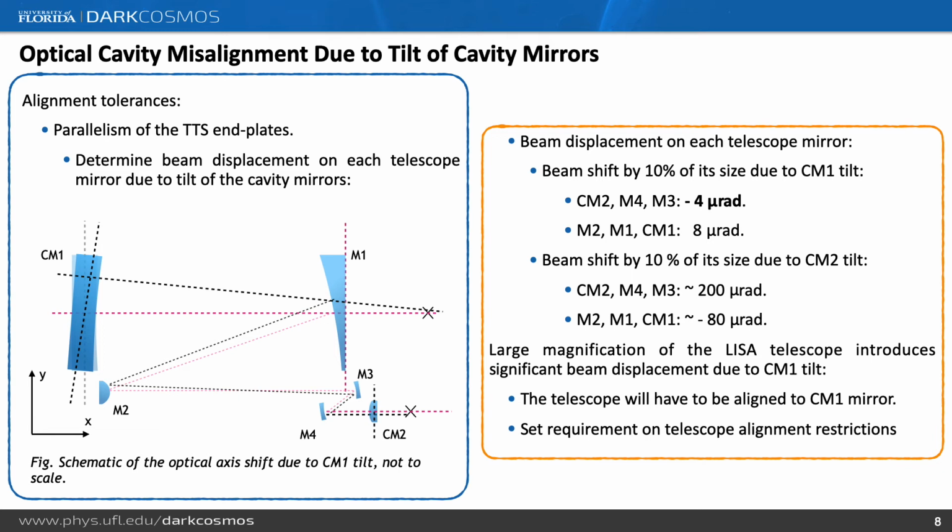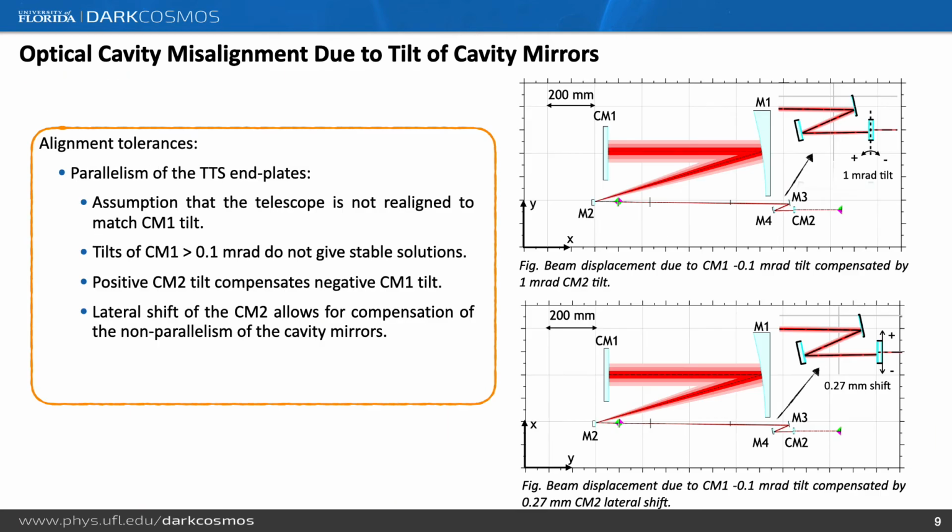Therefore, the telescope will have to be aligned to the CM1 mirror, and we need to set requirements on the precision and range of the telescope to TTS alignment. To set those requirements, we need to investigate more the behavior of the optical axis inside the cavity caused by simultaneous tilt of the CM1 and CM2 mirrors, as well as possible alignment correction caused by lateral displacement of CM2.